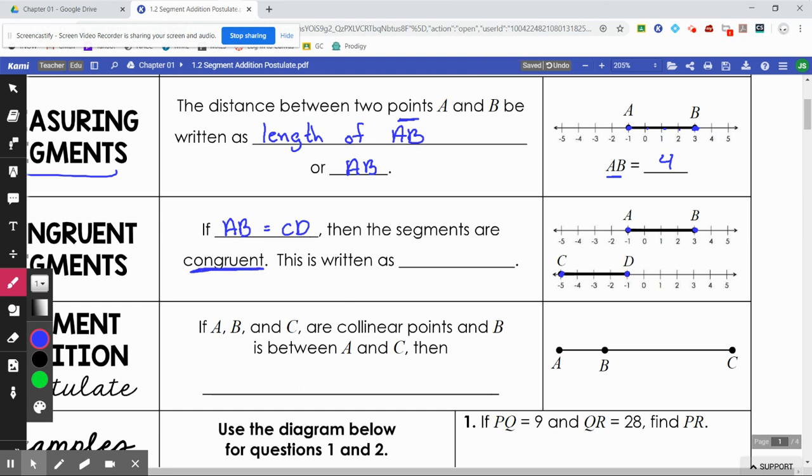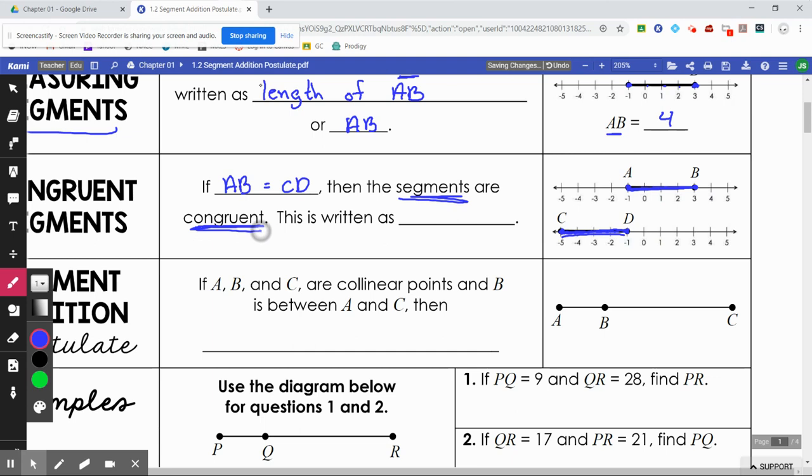Now, we've got to be careful here. This is not the symbol for congruent. Shapes are congruent. Lengths or distances are equal. So if we're talking about the two lengths, the length of this line segment and the length of this line segment, the distance from here to here and the distance from here to here, those values are equal. Since they are equal, that means the segments, the actual shapes, the actual line segments are congruent.